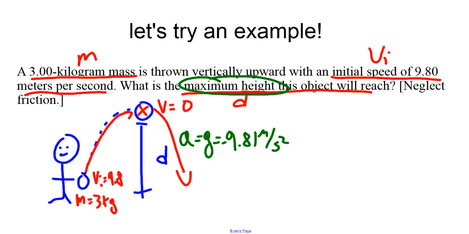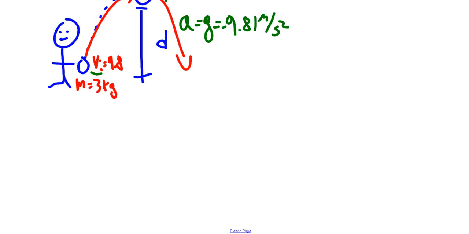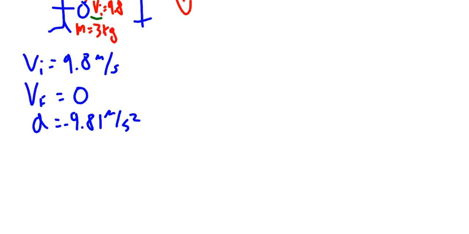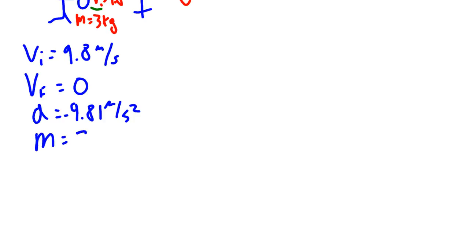And if we call the initial velocity when it starts, we're going to end the problem at the top, so we're going to call that the final velocity. So now, next step, we make a list of all of our information. We know the initial velocity is 9.8 meters per second. We know the final velocity is 0. We know the acceleration of the ball is gravity, negative 9.81 meters per second squared. We know the mass of the ball is 3 kilograms. And in this problem, we're asked to solve for the height that it obtains. So I just put a question mark there.